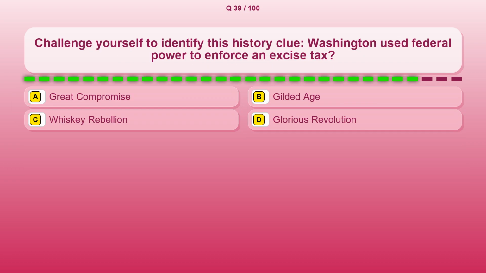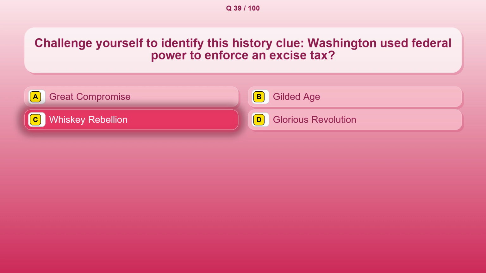Question 39. Challenge yourself to identify this history clue. Washington used federal power to enforce an excise tax. Option A. Great Compromise. Option B. Gilded Age. Option C. Whiskey Rebellion. Option D. Glorious Revolution.